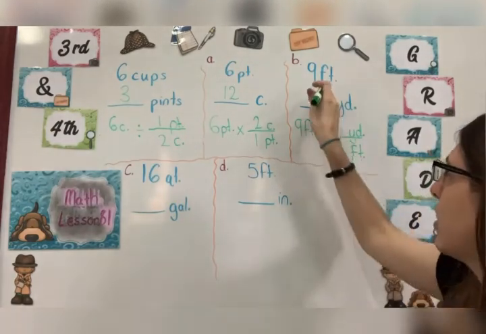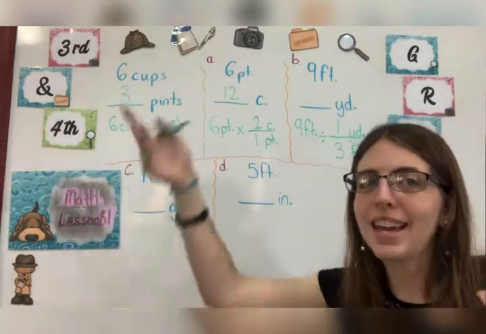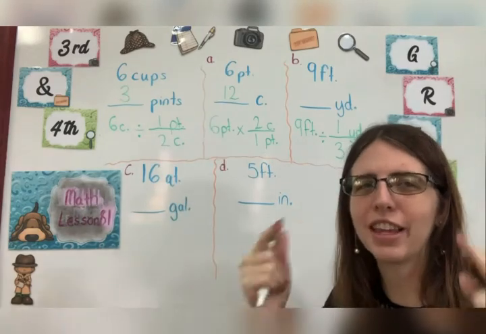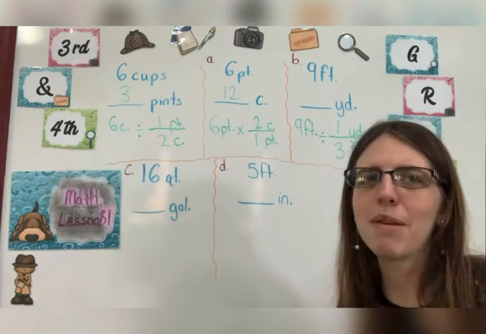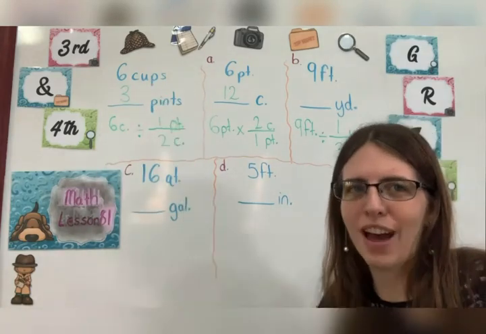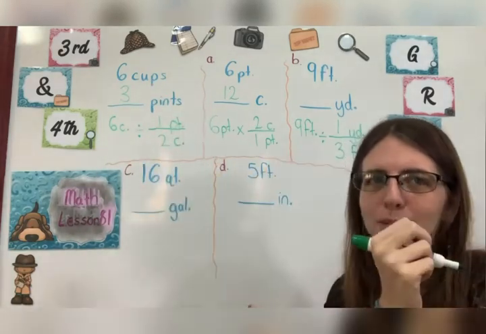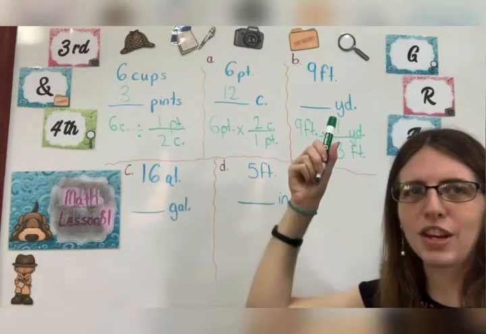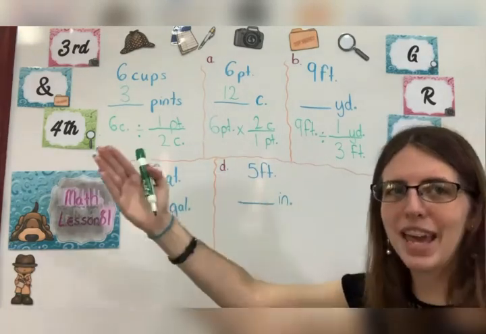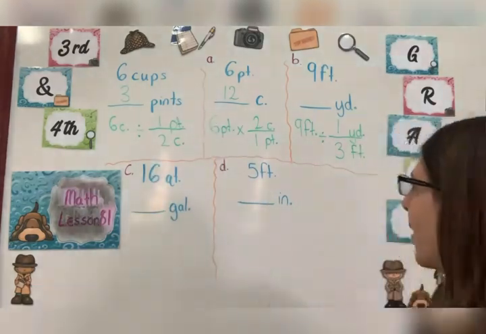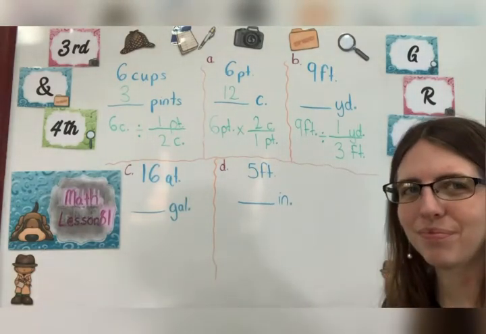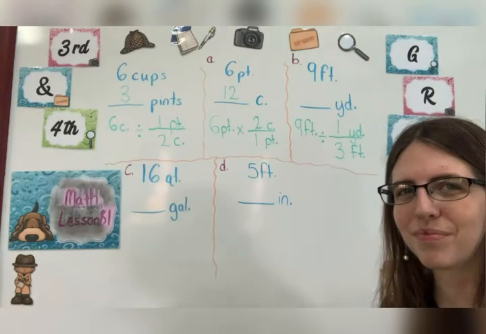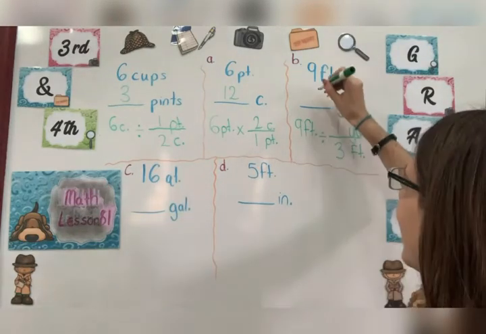Because I'm changing from small to big, I'm dividing. That's a little check that you can have in your mind just in case you forget. Remember, small to big, you divide. Big to small, you multiply. Feet are smaller than yards, so I'm changing from small to big, so I divide. 9 divided by 3 is 3. Good.